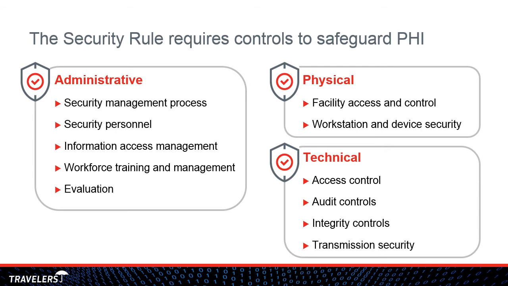Second, physical safeguards. These relate to protecting the buildings, equipment, and data from environmental hazards and unauthorized intrusion. Examples of physical safeguards include keycard access to computer rooms and privacy screens on computers. Third, technical safeguards. These focus on the use of technology to protect information and prevent unauthorized access. Examples of technical safeguards include the use of multi-factor authentication and encryption tools.